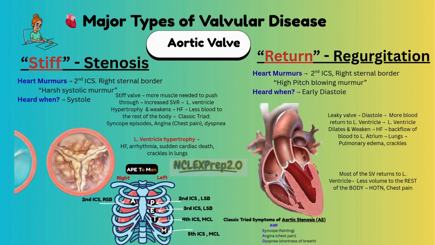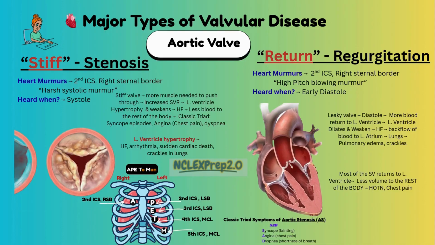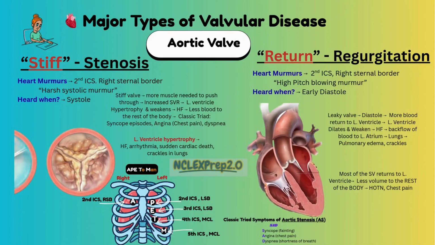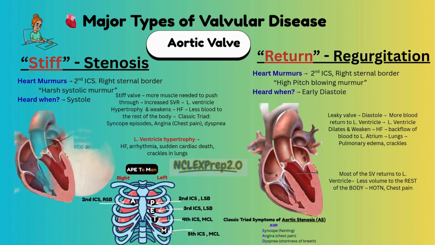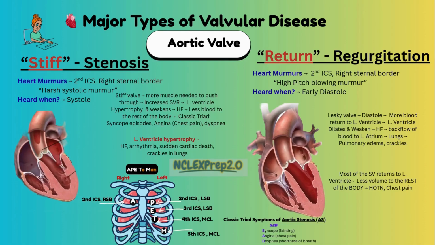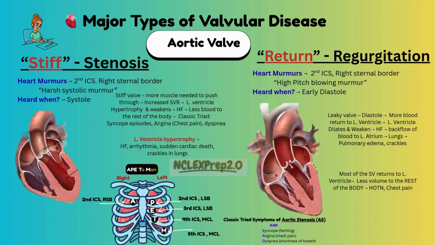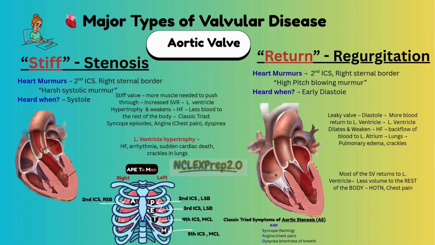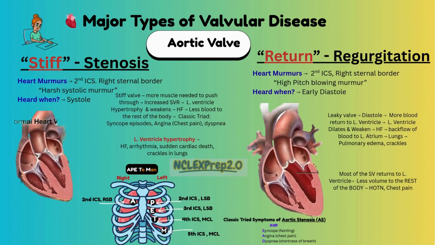A for angina or chest pain due to less cardiac output and therefore less available to the coronary arteries. They become ischemic. And then D for dyspnea or difficulty breathing, as the backup to the lungs causes pulmonary hypertension and affects gaseous exchange in the lungs.